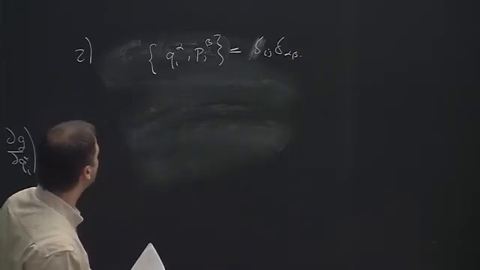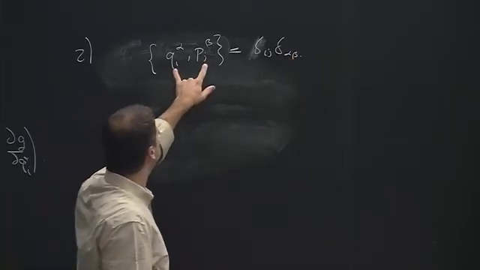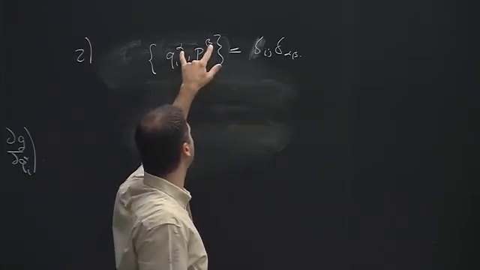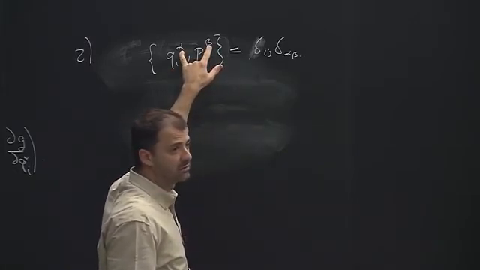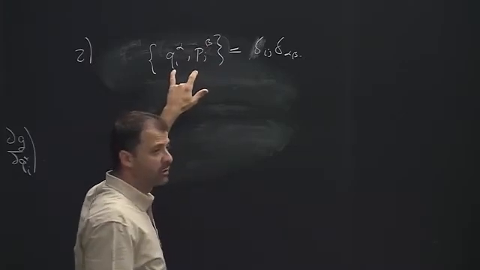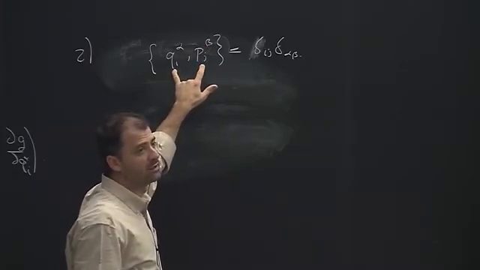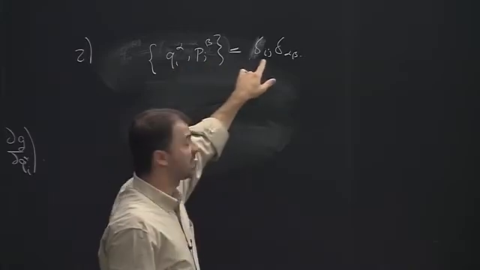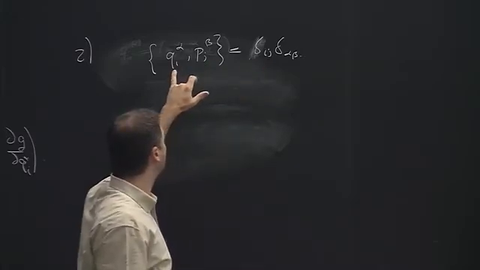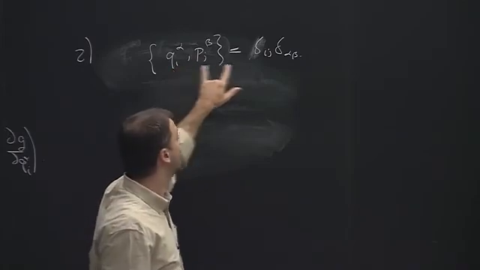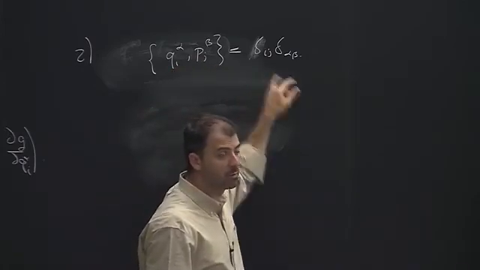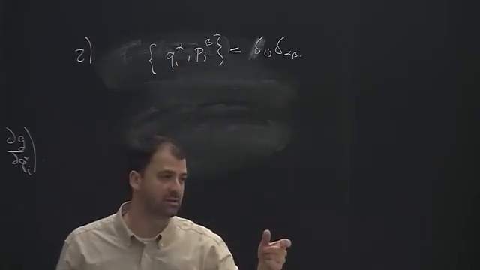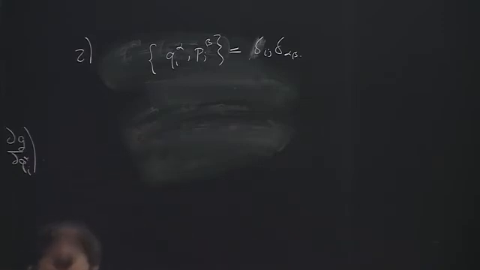What we're doing here is, this bracket is 1 only if it's referring to the same particle. So the position of particle 1 and the momentum of particle 1, the Poisson bracket is 1, but the position of particle 1 and the momentum of particle 2, their Poisson bracket is 0. All right, so we're picking out the canonical pairs: the momentum of particle 1 has a special relationship to the position of particle 1, but it doesn't have a special relationship to any other degrees of freedom.